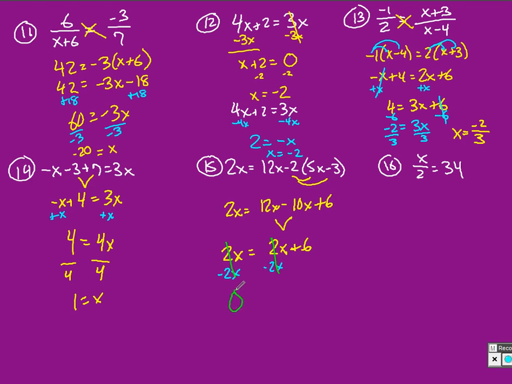That also cancels out. Gives you 0 equals 6. That is not true by any stretch. That's a false statement. That means there is no solution to this problem. 0 with a line through it if you prefer.